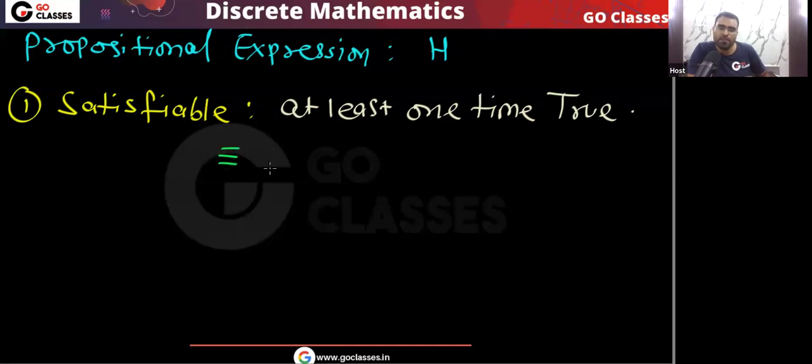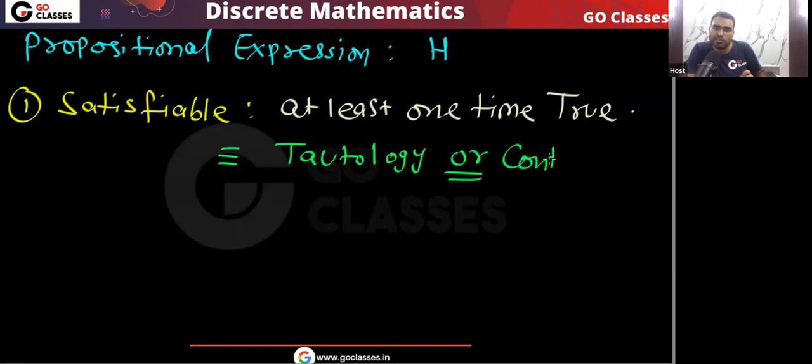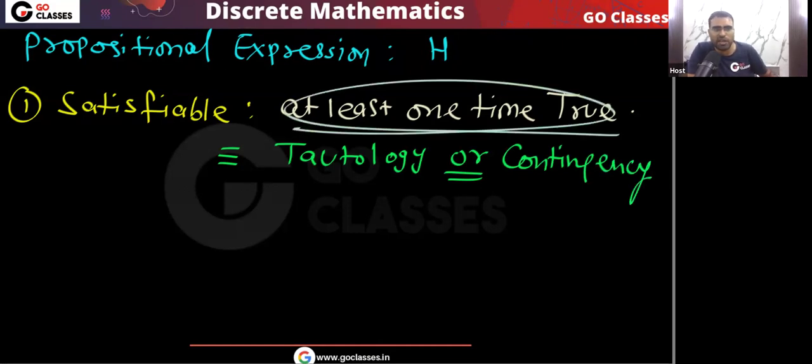So what can I say? Tell me, which is satisfiable? Tautology or contradiction or contingency? When can this H become a satisfiable expression? This will be satisfiable if it is a tautology or contingency. Yes or no? Very simple. Satisfiable simply means either it is a tautology or it is a contingency, because tautology or contingency simply means they are at least one time true.